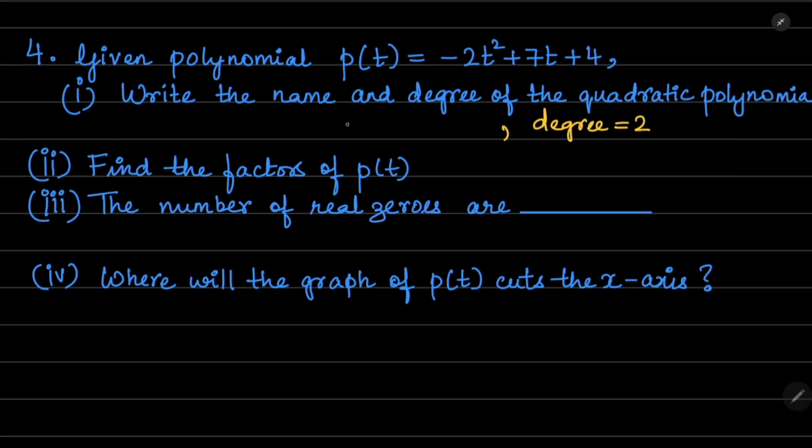What is the name? If the degree is 2, it is called a quadratic polynomial. Okay. It's a quadratic polynomial. That's all. This is the first answer, first 1 mark. Okay, this is actually a 4-mark question.